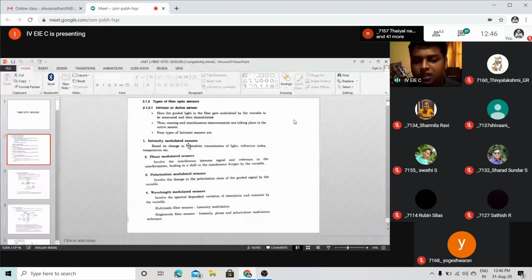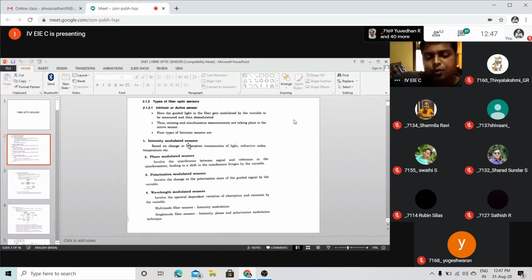Okay. And second is about the phase modulated sensors. It involves the interference between the signal and reference. So what I will do in phase modulated sensors is that I will split my beam into 2. One I will take as a reference, another will be sent for measurement. Okay. So after finding out the phase difference between the transmitted beam and the reference beam, if I happen to find any shift in my light energy, I will acquire that for measuring the variable. So that is the understanding of phase modulated sensors.